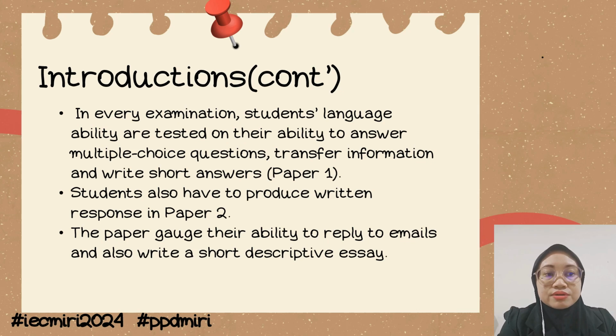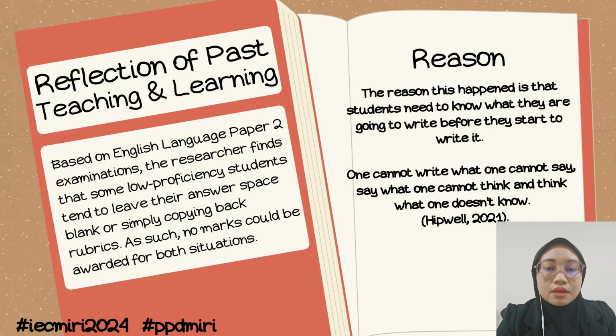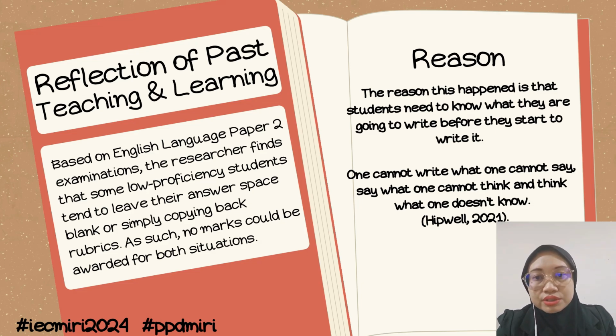Therefore, students also have to produce written response in Paper 2. Based on previous teaching and learning, the researcher finds out that some low proficiency students tend to leave their answers blank or simply copying back rubrics. As such, no marks could be awarded for both situations. Now, the reason this happens is because a student needs to know what they are going to write before they start to write it, because one cannot write what one cannot say, and say what one cannot think, and also think what one doesn't know.